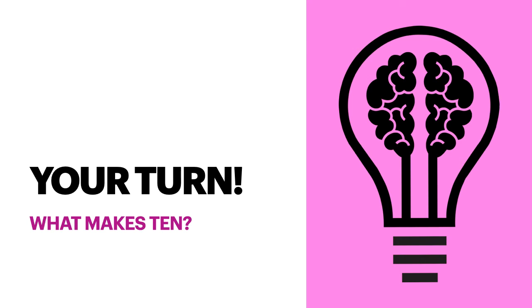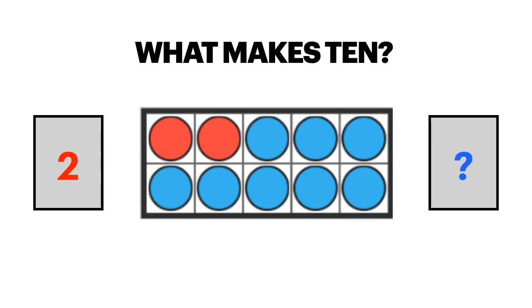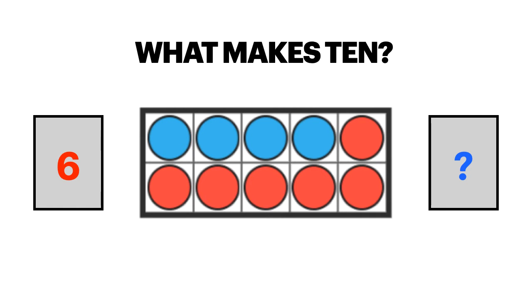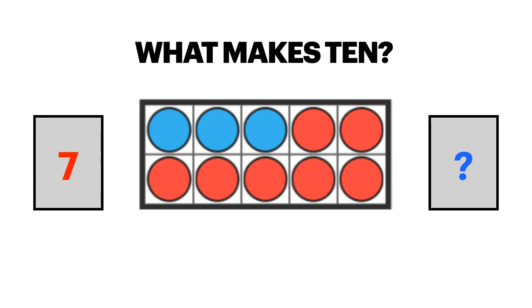Your turn to practice. What makes 10? 2 and 8. Yes, 2 and 8 make 10. What makes 10? 6 and 4. Yes, 6 and 4 make 10. What makes 10? 1 and 9. Yes, 1 and 9 make 10. Okay, one more. What makes 10? 7 and 3. Yes, 7 and 3 make 10.